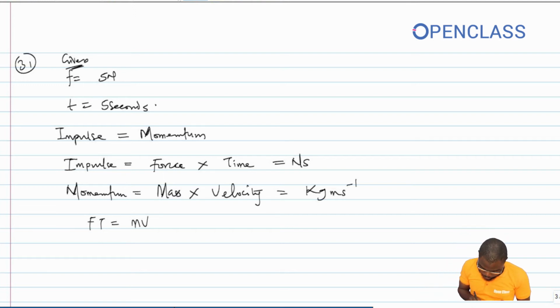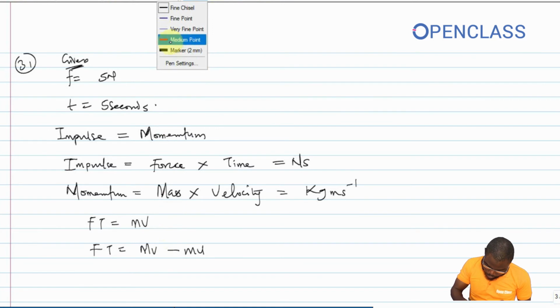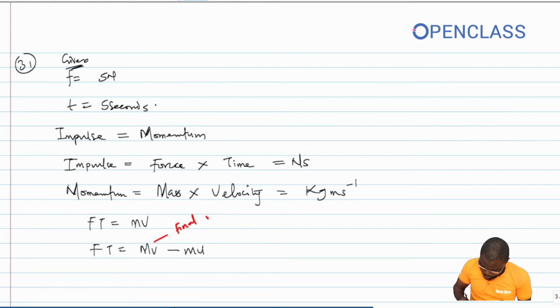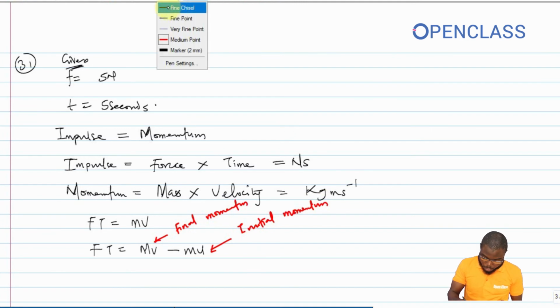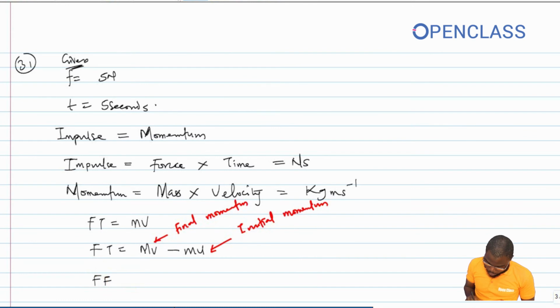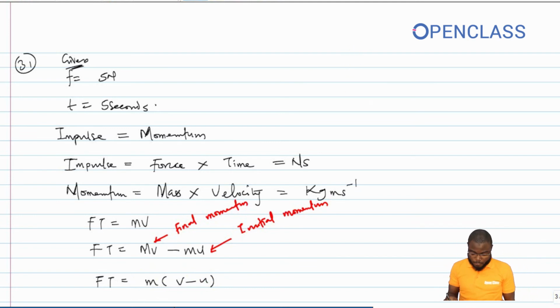So because of that, we're going to have Ft equals mv minus mu, where mv is the final momentum, while mu is the initial momentum. So you have Ft equals m times (v minus u). Now we're given u to be what? Initially at rest, so u is equal to 0. That's, the initial velocity is 0.